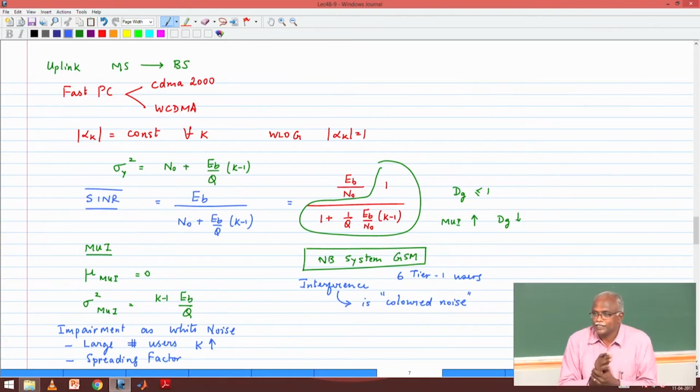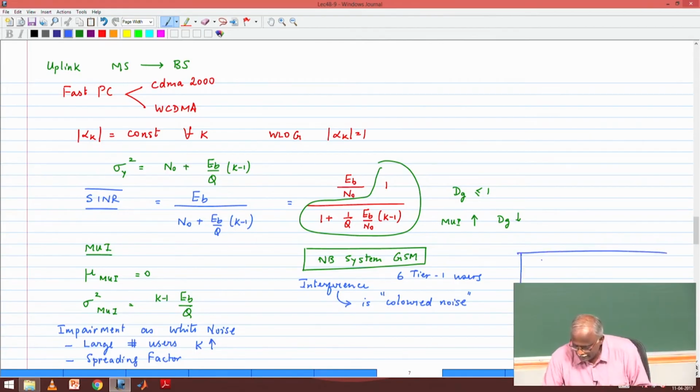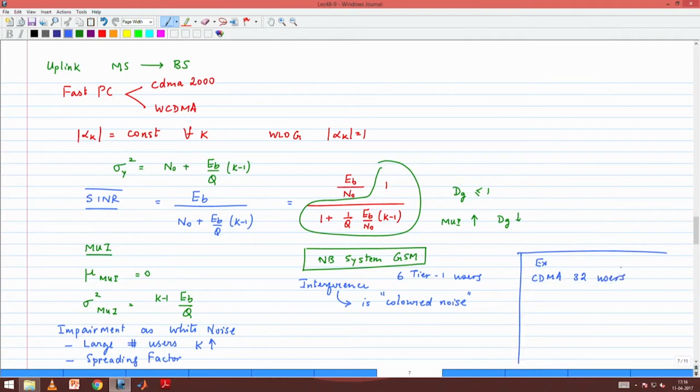I have a CDMA system with 32 users in the system, just as an example. Talking about the uplink, I'm the base station and I want to detect user 1. How many interfering signals are present? 31, correct? Very good. So 31 interfering signals are present.